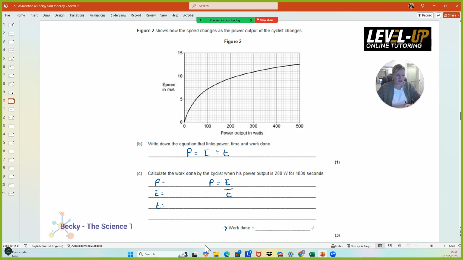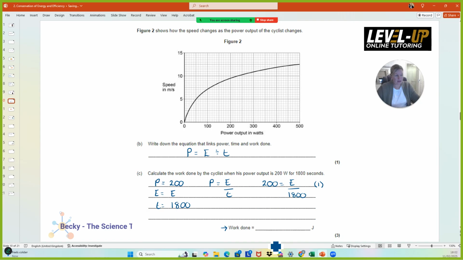Okay, so the power here is 200 watts. The energy, we don't know because that's what we're working out. And the time is 1800 seconds. It's already in seconds for us, so we don't need to do anything. So we've got 200 equals energy over time, 1800. So if you've got that far, that's 1 mark.